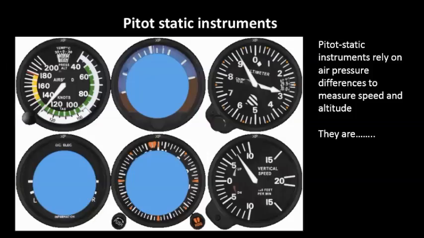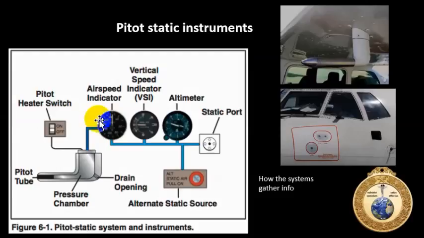Our next group of instruments we're going to talk about are called the pitot static instruments. Let's identify them first: the airspeed indicator, the altimeter, and the vertical speed indicator. These three instruments, the airspeed, vertical speed, and altimeter, are driven by the pitot tube and the static port. Here on the wing we can see a pitot tube, and here we can see a static port.